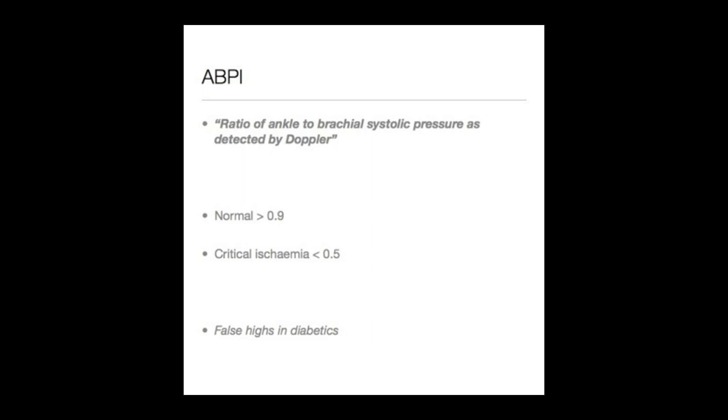It's important to note that you may get a falsely high reading in patients who are diabetic, as such patients may have calcified arteries which are difficult to compress and so produce falsely high blood pressure readings when taking the ABPI. In addition, severe atherosclerotic disease in the arms may also provide a false reading.